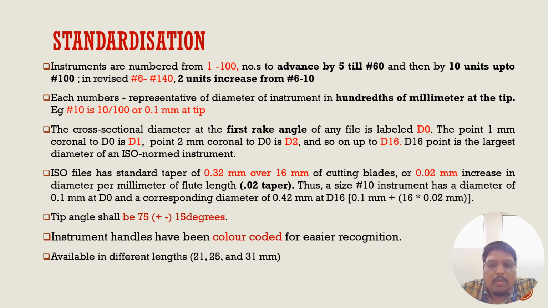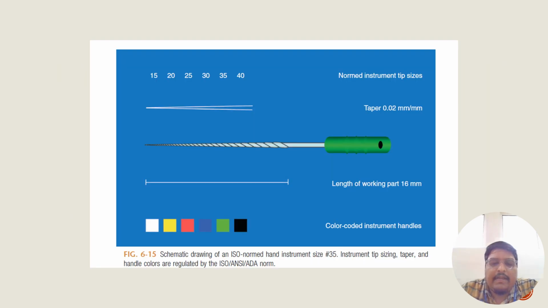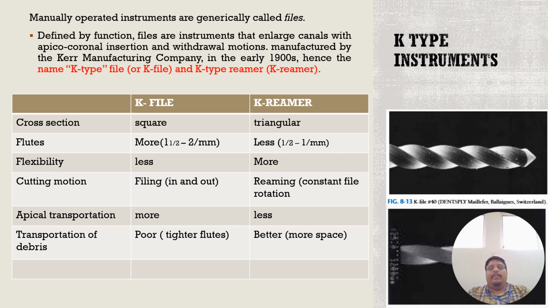Manually operated instruments: standardization 1 to 100 in size, point tip of the range 0.1 mm, and the tip angle is 75 degrees plus or minus 5 degrees. Color-coded instruments are available in 6 sizes: white, yellow, red, blue, green, and black. Manually operated instruments are generally called files.